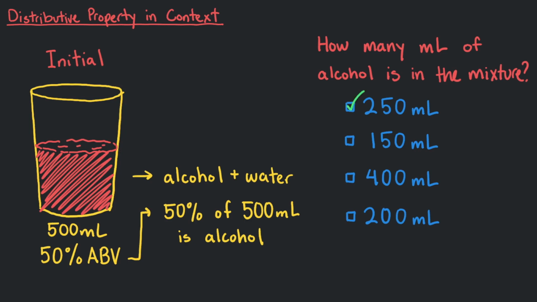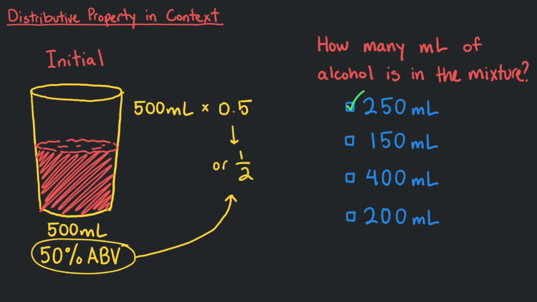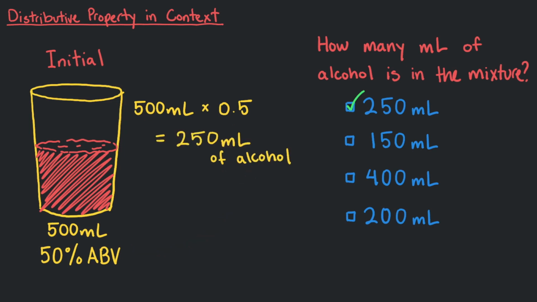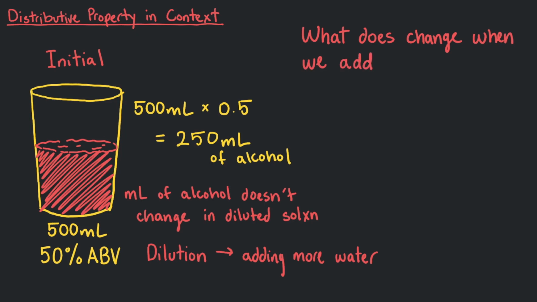That's right, it's 250 milliliters. We take the 500 milliliter mixture and multiply it by 0.50, which is our 50% ABV, to get 250 milliliters of alcohol. The amount of alcohol doesn't change from the original to the diluted solution because we are only adding water to dilute the 500 milliliters. Therefore, the 250 milliliters of alcohol will not change. Though the alcohol does not change, what does change when we add more water?